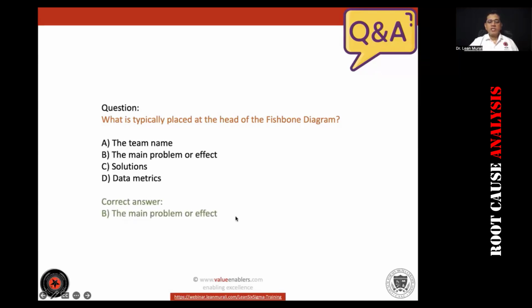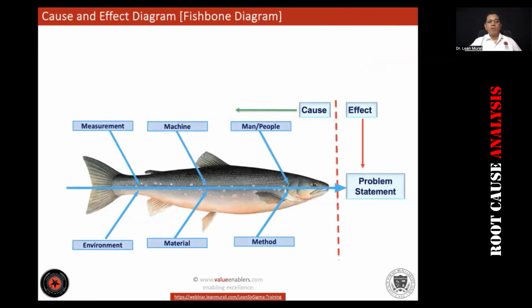So the correct answer is the main effect, problem or effect. Whoever has typed B, send them a lot of chocolates, burgers, pizzas, and give them some good motivation. Now let's go a little bit deeper. Now, causes. Causes are written here.